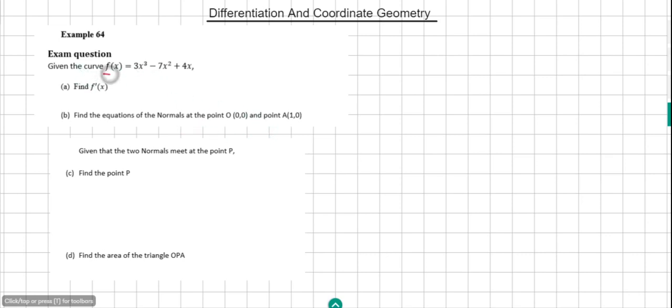Just to talk about the notation here, f of x is equal to this. It's very much the same as saying y is equal to 3x cubed minus 7x squared plus 4x. So we could use the y and the f of x interchangeably. And then f dashed x is the same as saying dy dx.